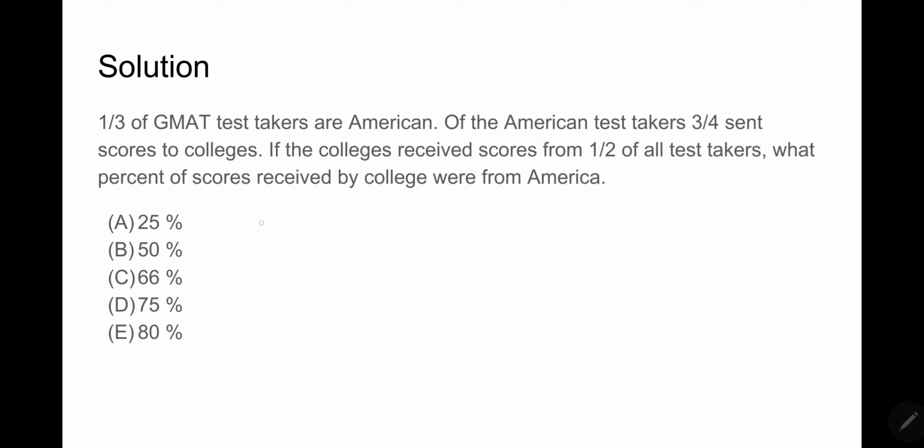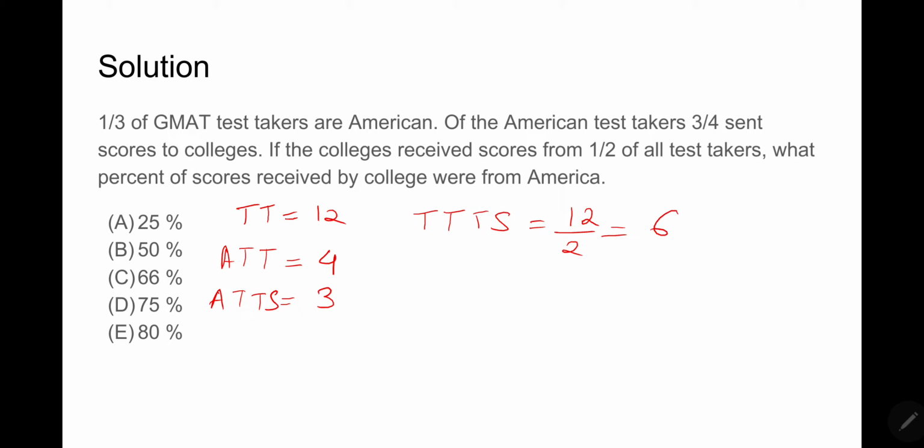Let's suppose that the total number of test takers is 12, the lowest common multiple of the denominators, and therefore the number of American test takers becomes 1/3 of that, that is 4. Number of American test takers sending score is 3/4 of that, that is 3. And the total test takers sending score is going to be half of the total test takers, which is half of 12, giving us 6.